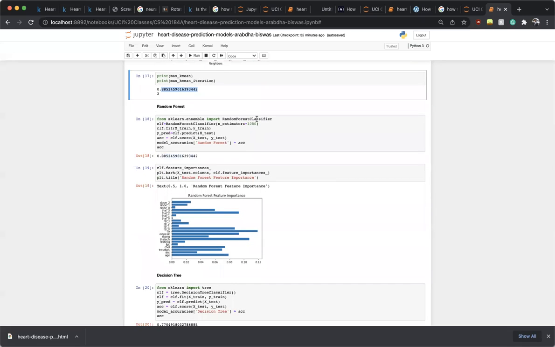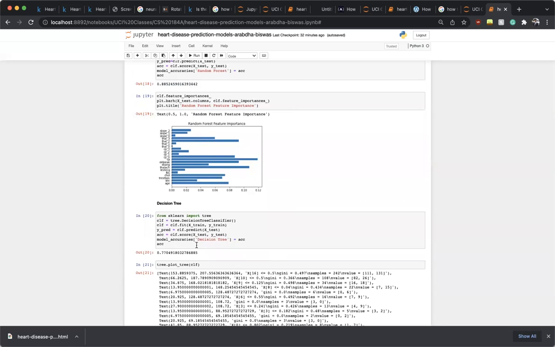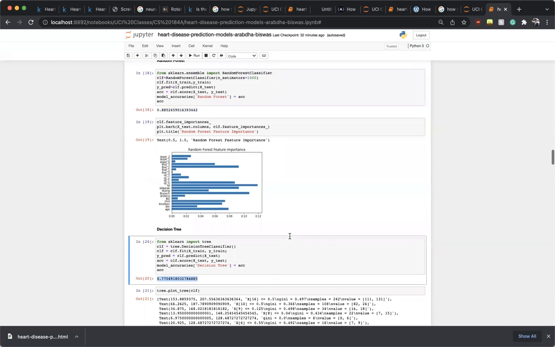The next model that's trained is a random forest and a decision tree, which are two similar things. The decision tree returns an accuracy of 77%, which is pretty low, while the random forest returns an accuracy of about 89%. And what we have here is the feature importance extracted from the random forest.